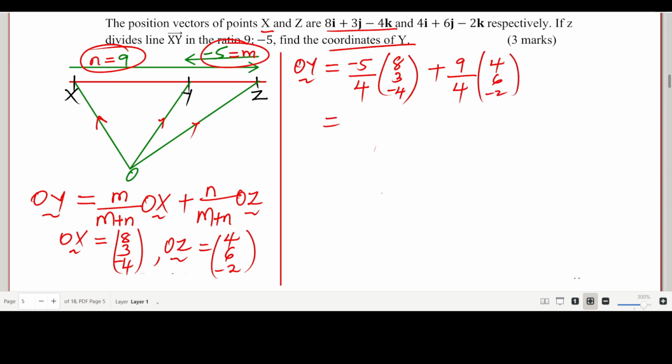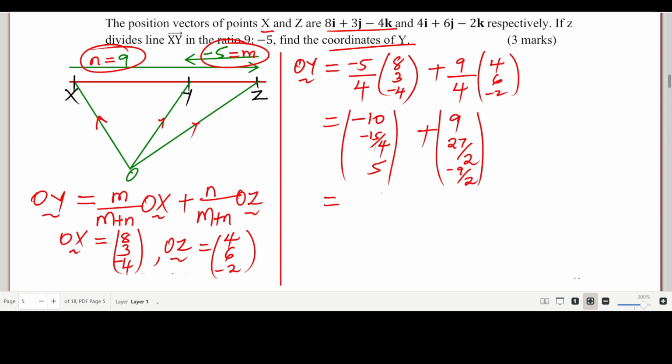So now we open the brackets by multiplying -5/4 times 8, that will give -10. -5/4 times 3, that will give -15/4. Then -5/4 times -4, that will give 5. Plus 9/4 times 4, you get 9. 9/4 times 6, you get 27/2. 9/4 times -2, you get -9/2, like that. Then now we add -10 plus 9, -15/4 plus 27/2, then 5 subtract 9/2, like that.